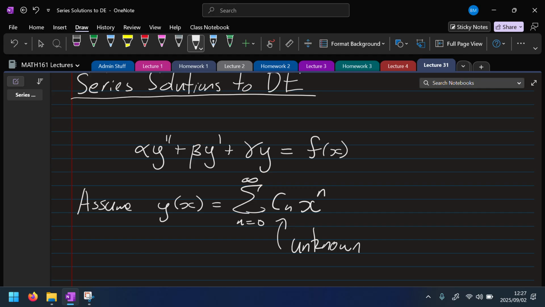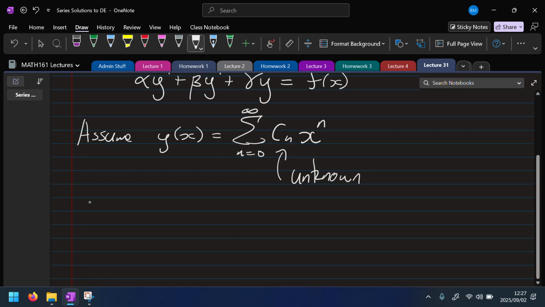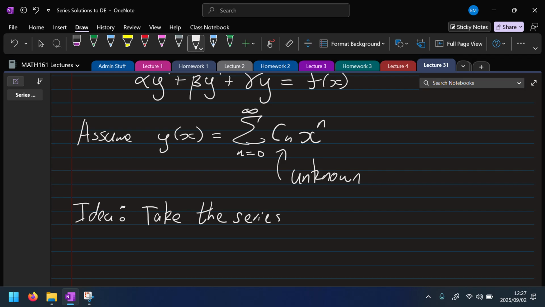So we're going to take this solution for y, substitute it into the differential equation, and we're going to solve for those coefficients. So the idea is to take the series solution, sub into the differential equation and solve for the coefficients.